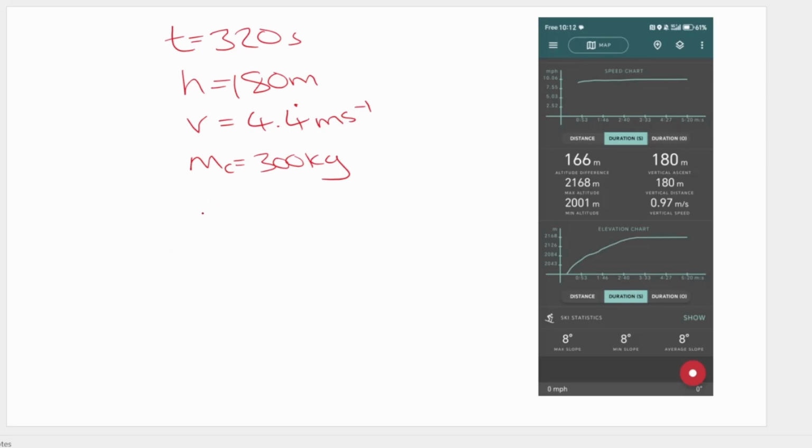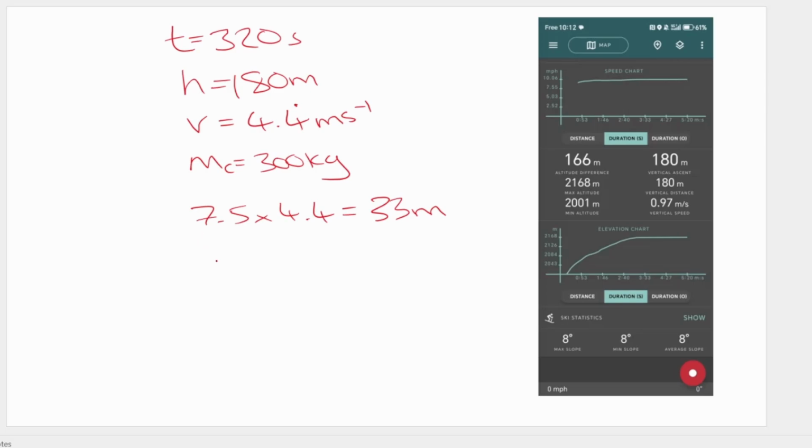So we need to know how many chairlifts there are. We know the time for the chairlift was 7.5 seconds, and that the speed is 4.4 meters per second. So we know that the chairlifts are a certain distance apart. 7.5 times 4.4, rounding here, is about 33 meters. That's the distance between each chairlift.